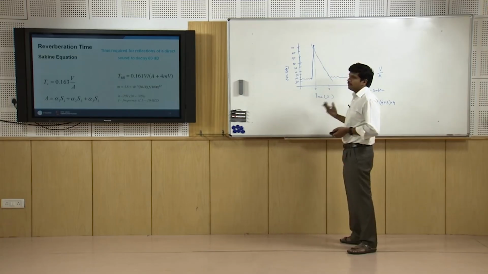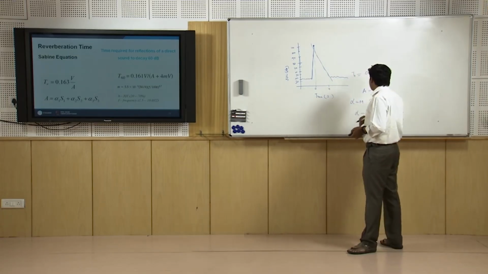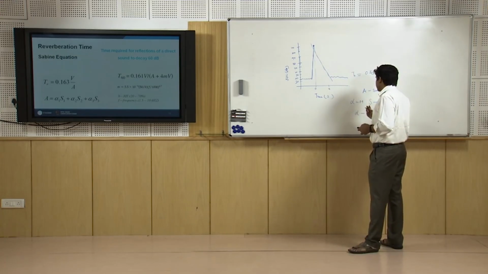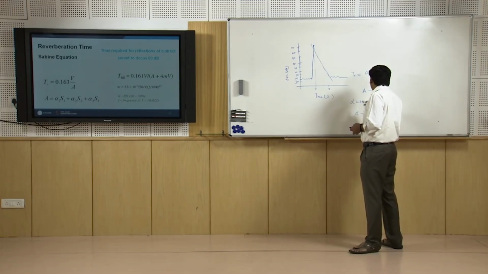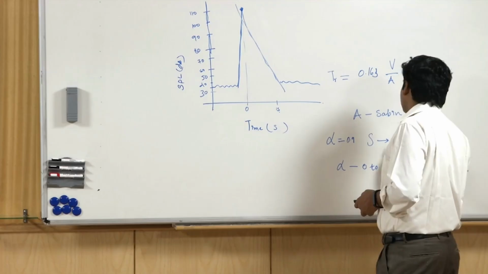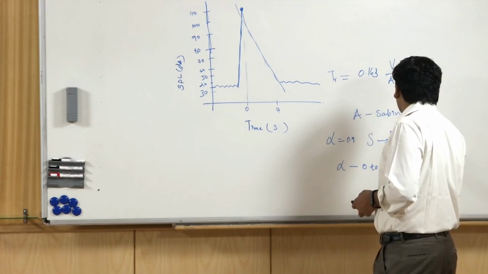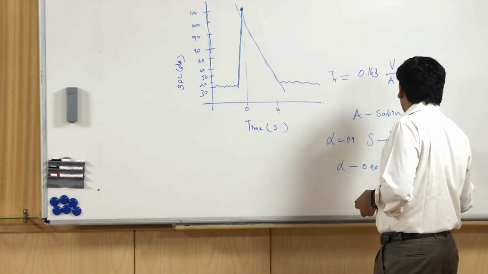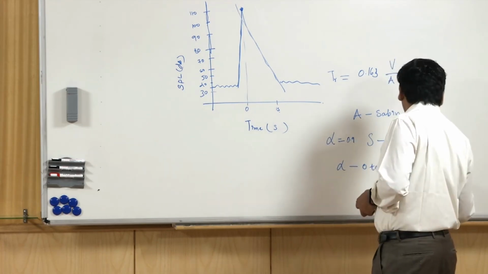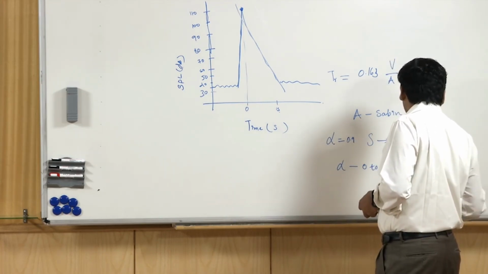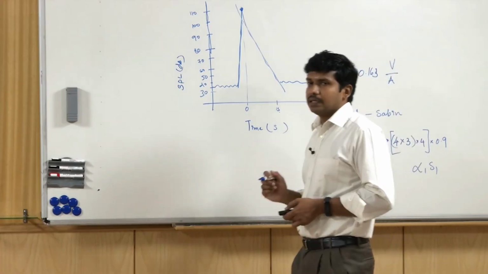There is no absorption happening within the wall surface itself. So let us take it as 0.9. Then you will have to multiply the whole thing by 0.9. So this is alpha 1 S1. This is the first surface we are considering.